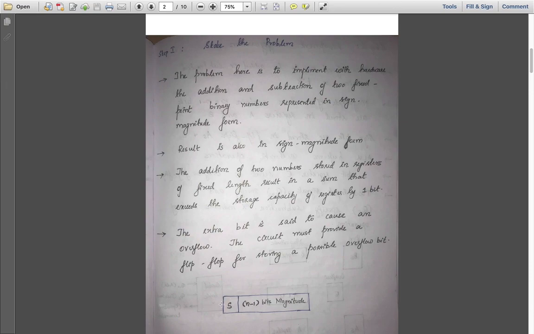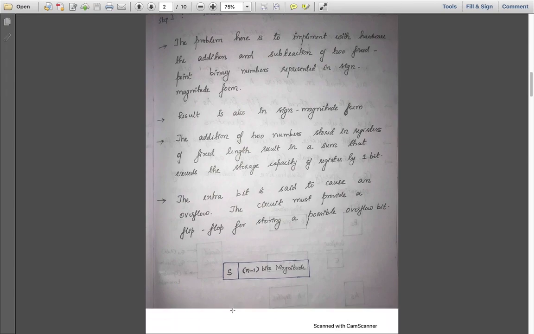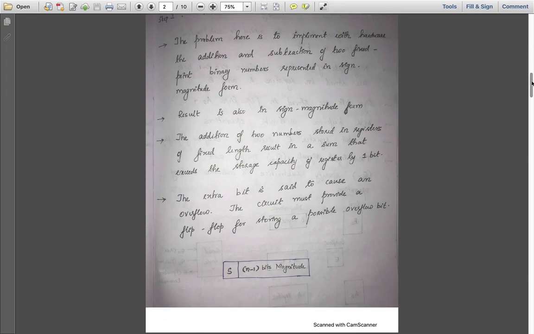If our n bit number is represented in this form, n-1 bits will represent the magnitude, and the most significant bit will represent the sign, which you represent as S. Now moving on to the next step.